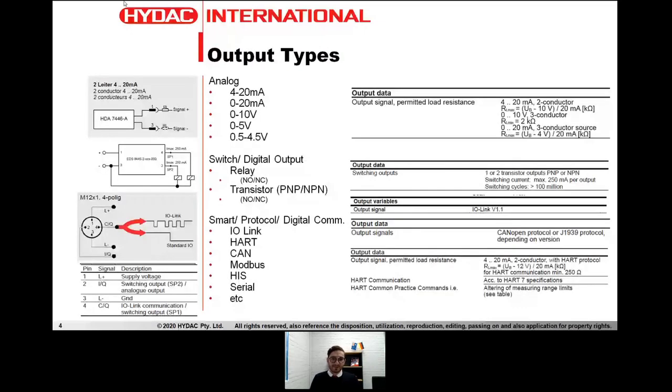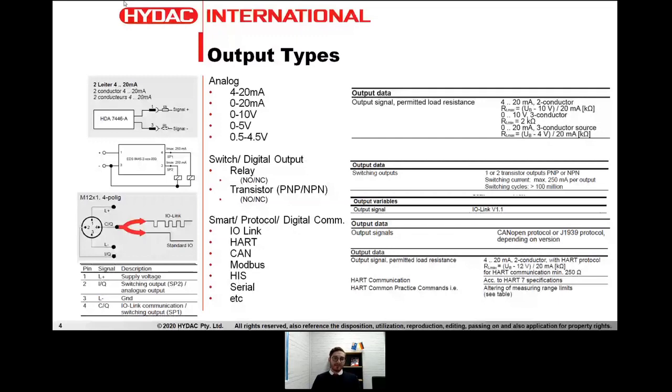Now let's go over some of the output types that are available within HYDAC's range of pressure sensors, and we generally have this available within all of our sensor types. So let's start from the top. We have the analog outputs, which are 4 to 20 milliamps, 0 to 20 milliamps, 0 to 10 volts, and these are all common analog output styles. On the left-hand side, you can see the wiring diagram and some more technical specifications on the right-hand side.